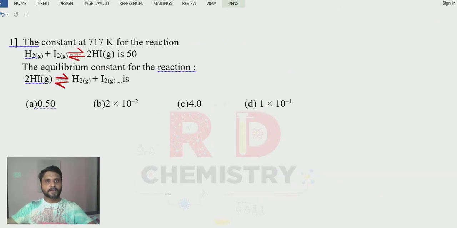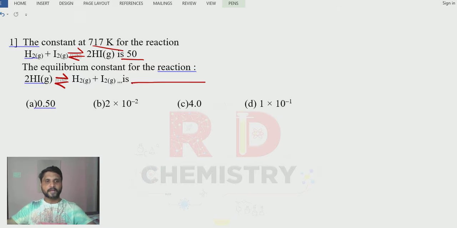Question number 1. The equilibrium constant at 717 Kelvin for the reaction H2 plus I2 to give 2HI is 50. The equilibrium constant for the reaction 2HI to give H2 plus I2 is. You can pause the video here after each question.